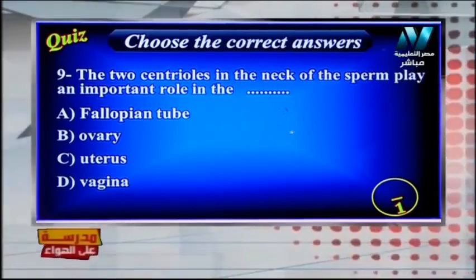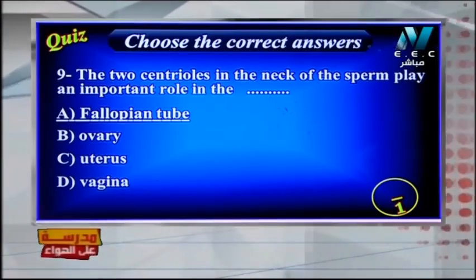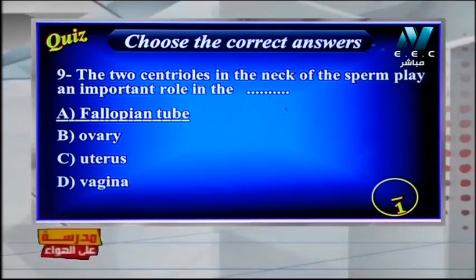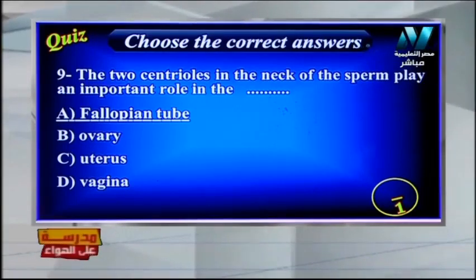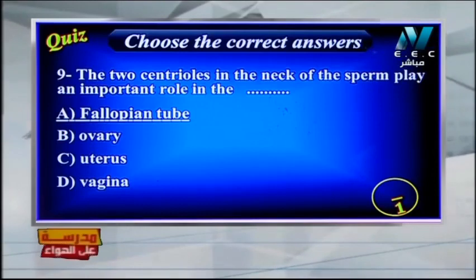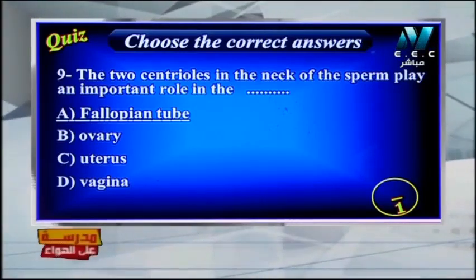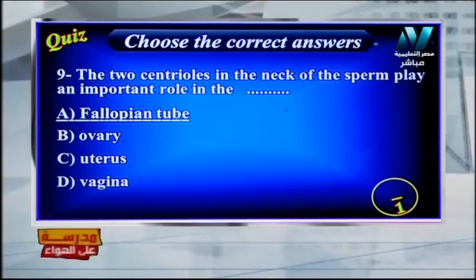طبعا الإجابة هي the fallopian tube، لأن احنا عارفين إن المaturation process second meiotic division takes place during the penetration of the sperm and the fertilization of the ovum takes place at the first third part of the fallopian tube. So the centriole stimulates the fertilized ovum to divide it into two cells.